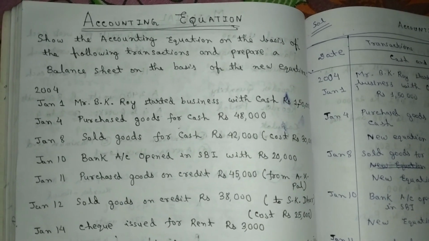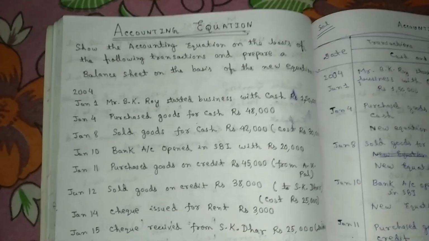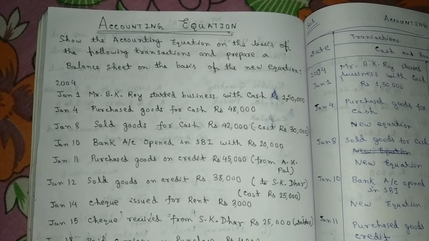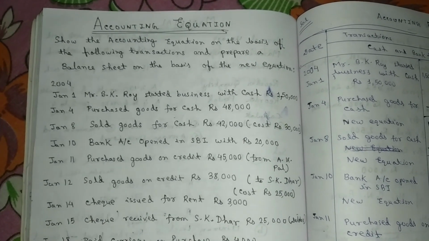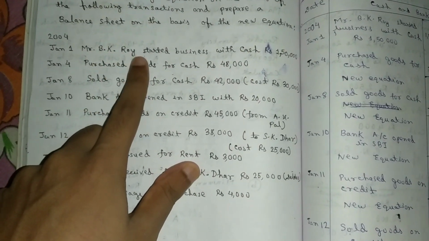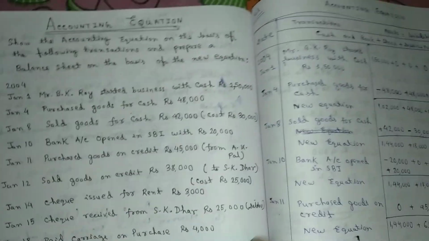The name of today's topic is accounting equation. Here is the question. Show the accounting equation on the basis of the following transaction and prepare a balance sheet on the basis of the new equation. So 2004 January 1, the question is Mr. B.K. Roy started business with cash rupees 1,50,000.